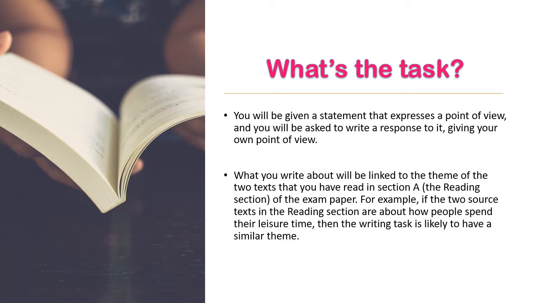What you write about is usually linked to the theme of the two texts that you've read for Section A. So if it was about how people spend their leisure time, then you're going to have a similar theme. Some of them are more interesting than others. There's been some quite interesting statements, and some less interesting statements. And just remember, you're being marked for your English skills, so don't try and make it look like a magazine. Don't be writing it in columns or anything like that, just the text of the article.